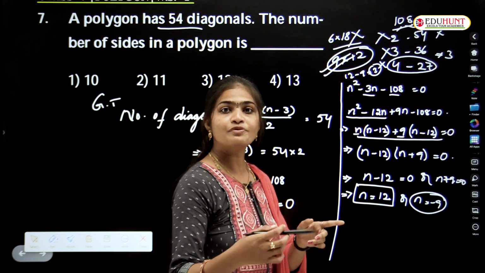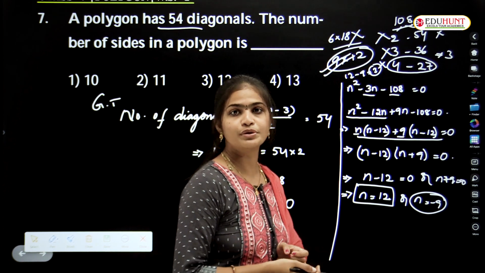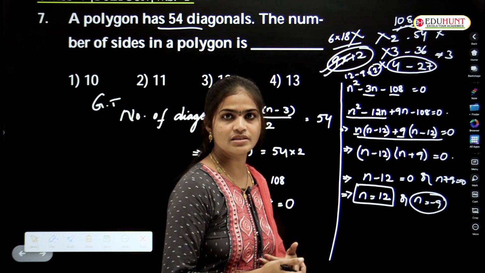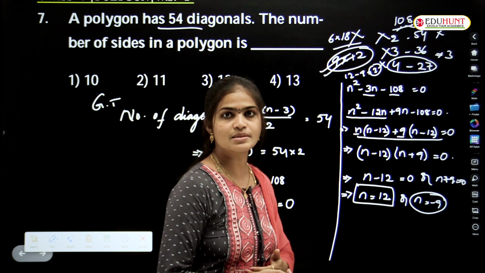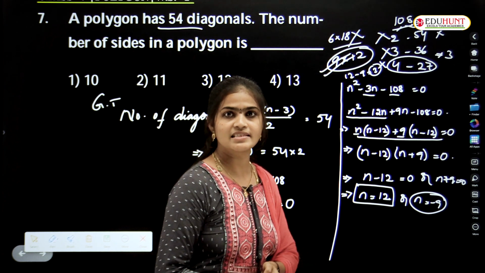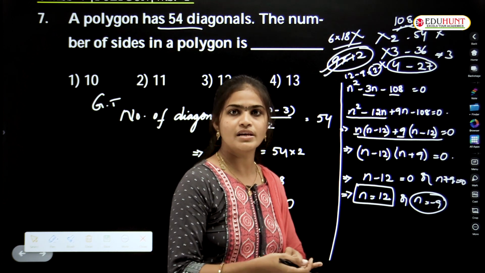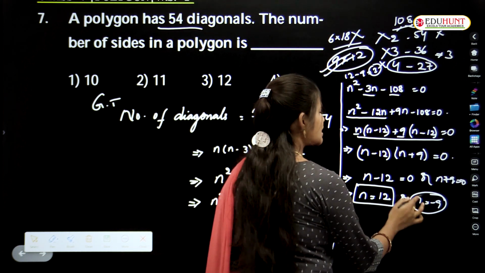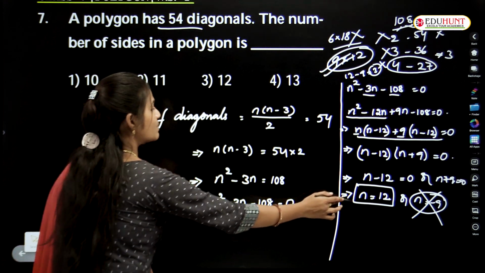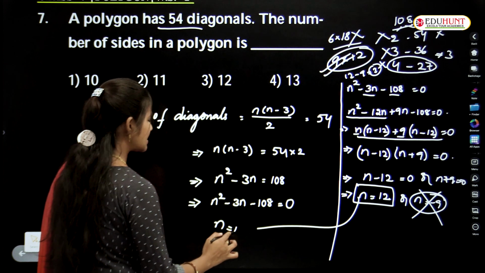Number of sides means always we have to use that positive sign only, no? Number of sides. We can't say in that negative section. In that negative integers we can't say that a number of sides is equal to minus 3 sides, minus 4 sides. Like that we can't say. Always we are using positive sides only. That's why here n = -9 is not possible. So that's why here n = 12 sides.